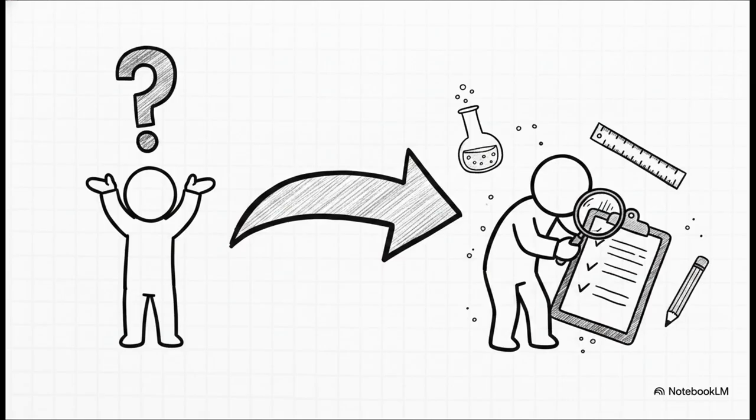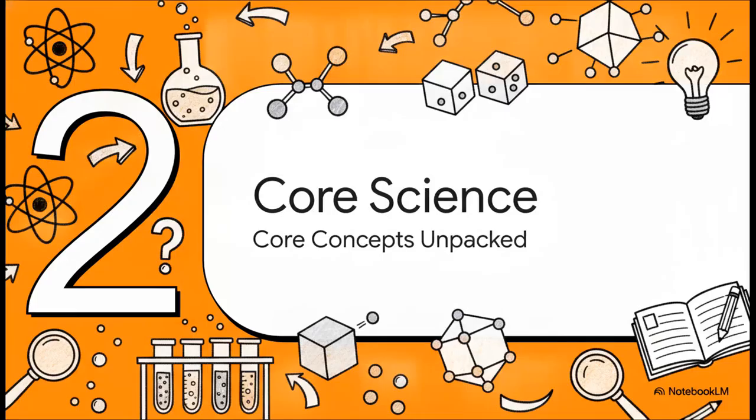A mastery-level response sounds something like, I claim the cork has a lower relative density than water. My evidence is that it stayed on the surface when I dropped it in. My reasoning is that objects with lower density float. It's all about shifting them from passive observers into active scientific thinkers. Moving on to Section 2, let's confidently unpack the core science.